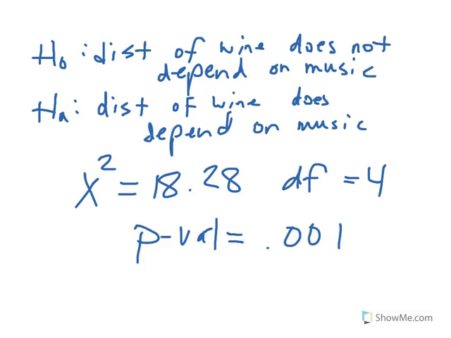So go ahead and stop the video and do that. If you calculate this either using the table or using your calculator, you're going to find out the p-value is a very small 0.001, which would definitely give us strong evidence at this point to reject our null hypothesis in favor of the alternative and conclude that the type of wine being purchased is dependent or connected or related in some way to the type of music being played.